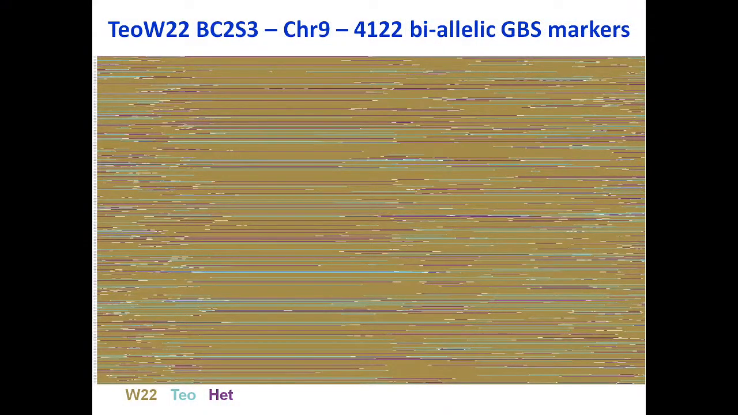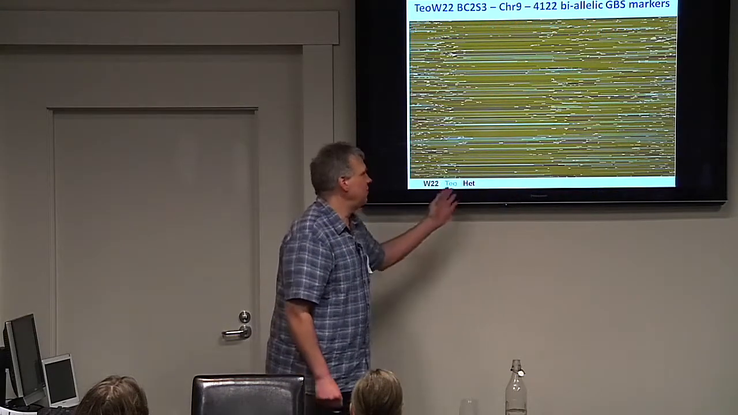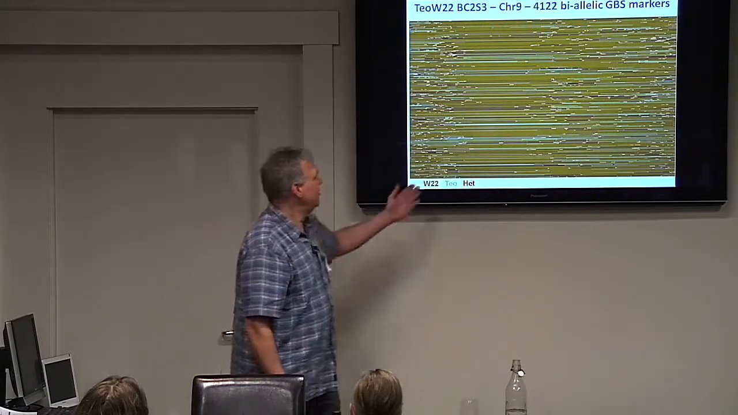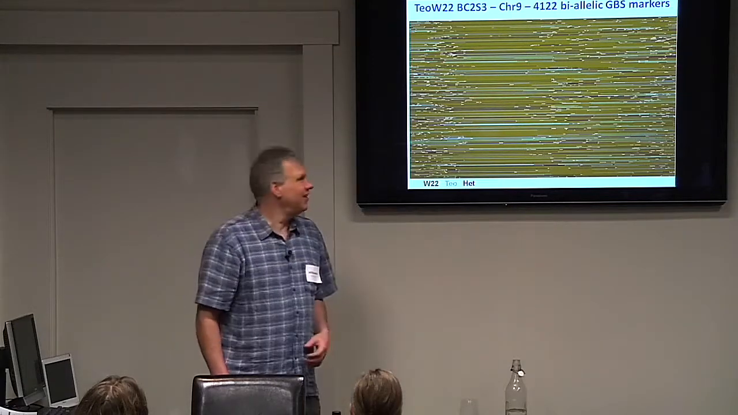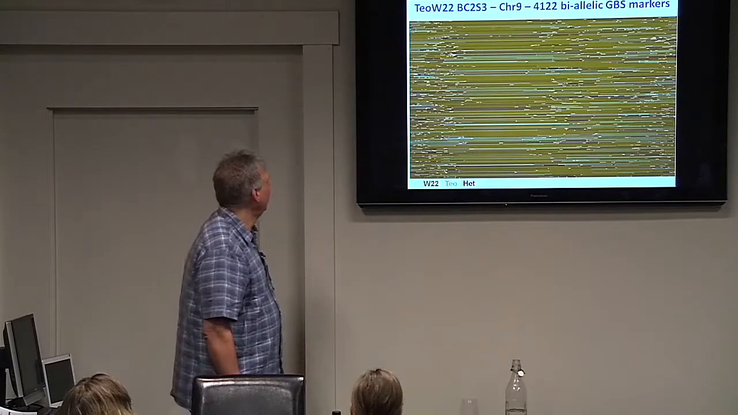So one thing you can see, and this is all of chromosome 9, is that it's quite obvious that in the paracentromeric region, there's a lot less crossing over. We know that in maize, the crossing over recombination is suppressed there.